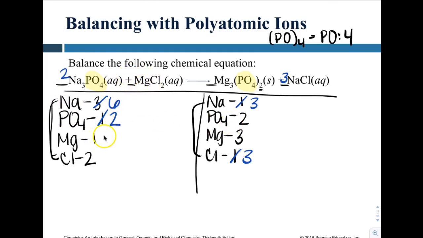So I need 3 magnesiums on the left side. What times 1 is 3? Well, that is 3. 3 times 1 is 3, and then 3 times 2 chlorines is 6. And so I need to go back and change this number for sodium again, which is fine. Just erase it and put in the 6 that you need and continue your work. And now we have 6, 2, 3, 6, 6, 2, 3, 6, and this is balanced.